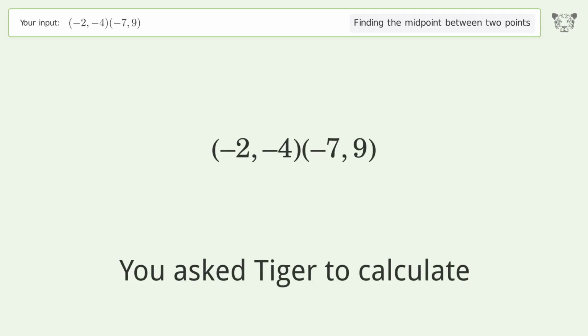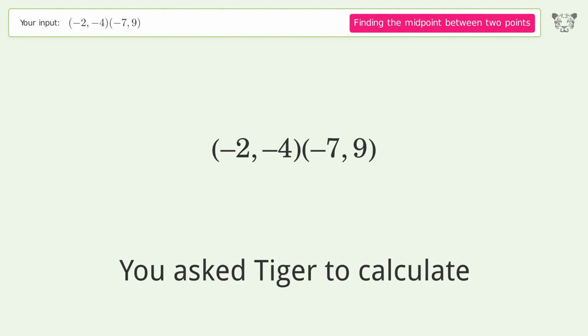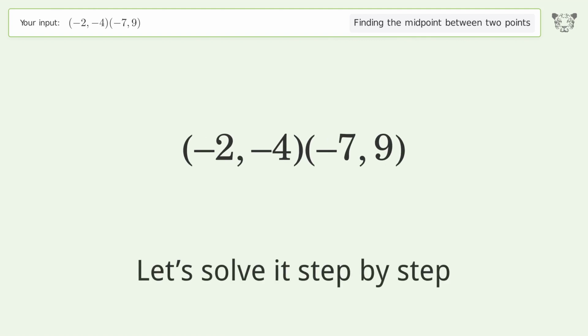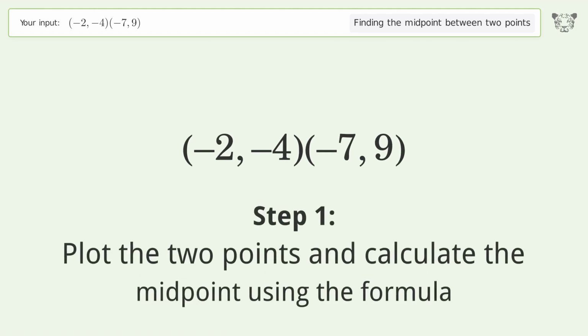You ask Tiger to calculate. This deals with finding the midpoint between 2 points. The midpoint between the 2 points is negative 4.5, 2.5. Let's solve it step by step. Plot the 2 points and calculate the midpoint using the formula.